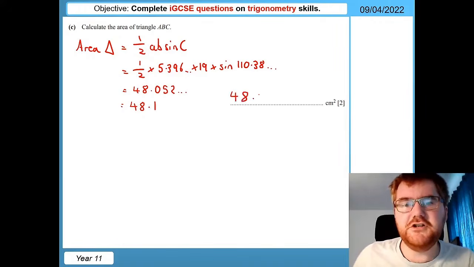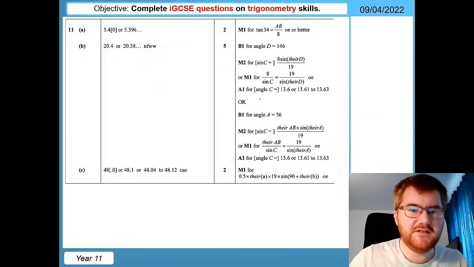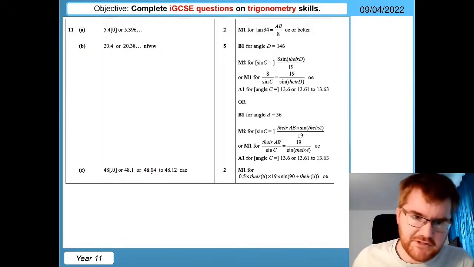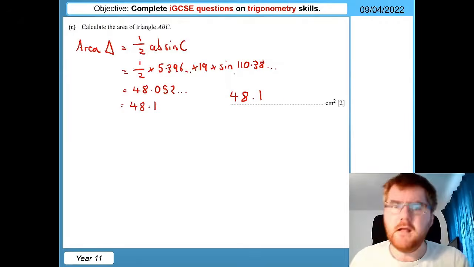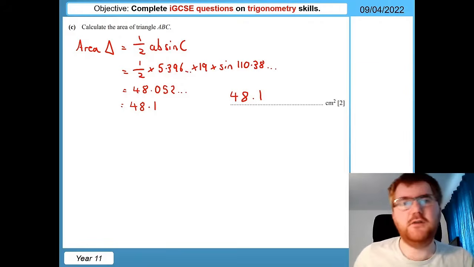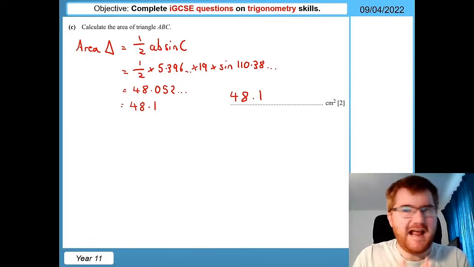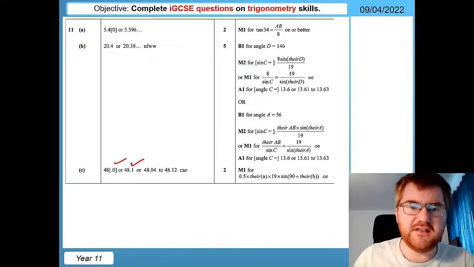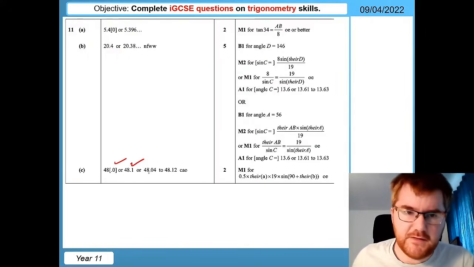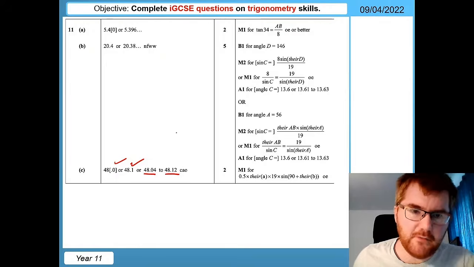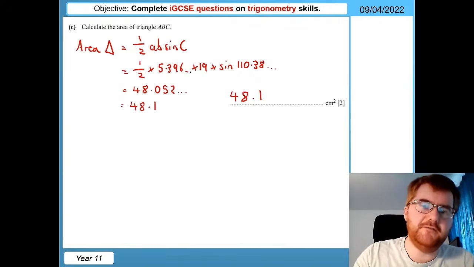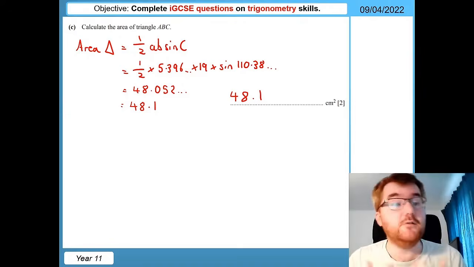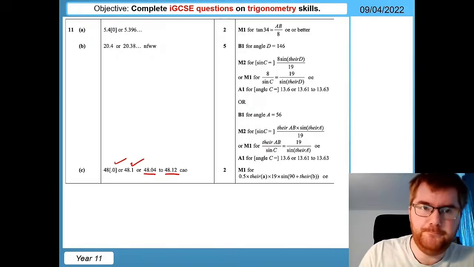So let's just check the mark scheme, make sure that's accurate enough. Yes, it is. You can see actually it should be between these two numbers. So both 48.0 or 48.1 is correct. But the best thing to do is try and keep as many decimals in the question as possible, just so you don't miss out on any accuracy marks at the end. Notice with the mark scheme here, they give you a range to get it between, so 48.04 and 48.12, which we certainly fit into with our answer of 48.052. So again, try and keep those questions as accurate as possible.